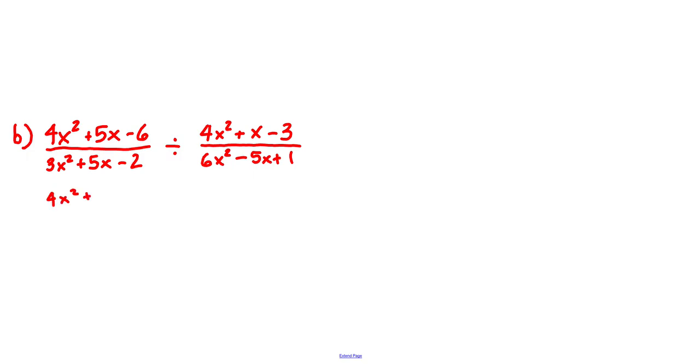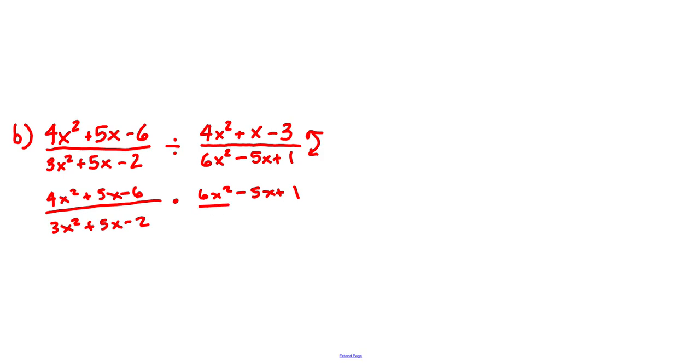4x squared plus 5x minus 6 over 3x squared plus 5x minus 2. Sorry, slightly uphill there. And we're going to take the reciprocal of this one, so we're just going to say 6x squared minus 5x plus 1 on the top. Bottom, or denominator, 4x squared plus x minus 3.